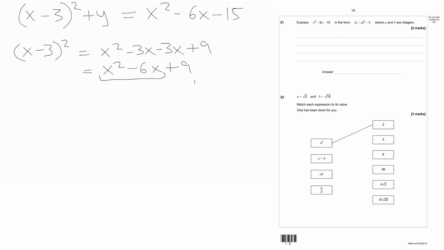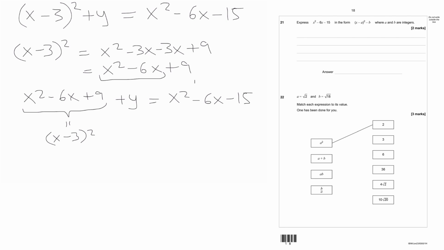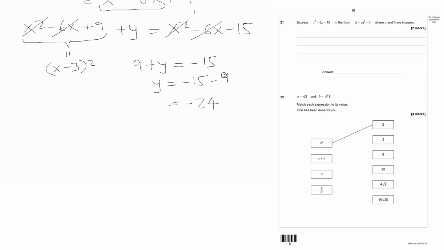So now we've said that x minus 3 squared plus y equals x squared minus 6x minus 15, and we want to work out what this value of y is. So now we can say x squared minus 6x plus 9, because remember x squared minus 6x plus 9 is our value of x minus 3 all squared. So let's make that clear. And then don't forget we have this plus y term on the end equals x squared minus 6x minus 15. And now we can simply solve for y. We can subtract x squared from both sides, so we can cancel that out. We can subtract 6x from both sides, they cancel out. So what are we left with? We're left with 9 plus y equals minus 15. And so y is equal to minus 15 minus 9, and therefore y equals minus 24.